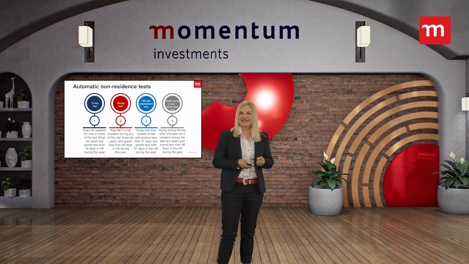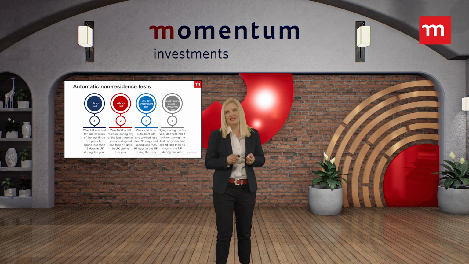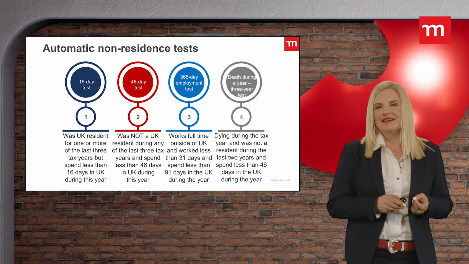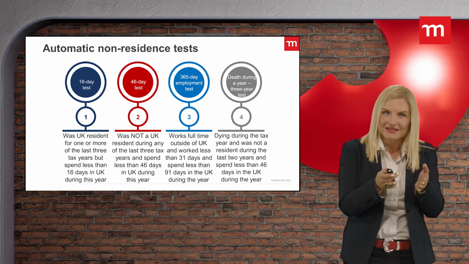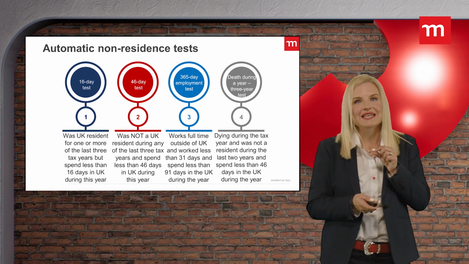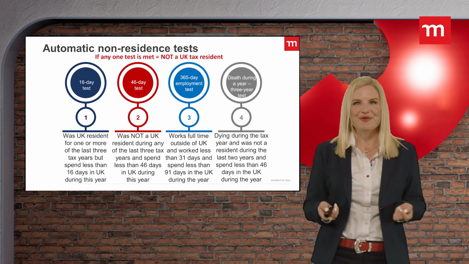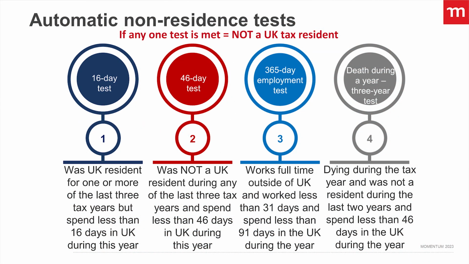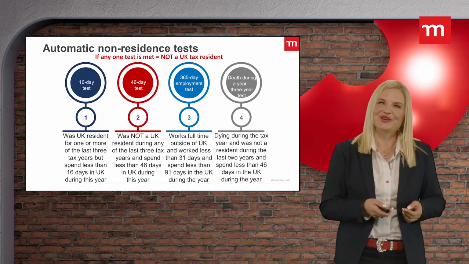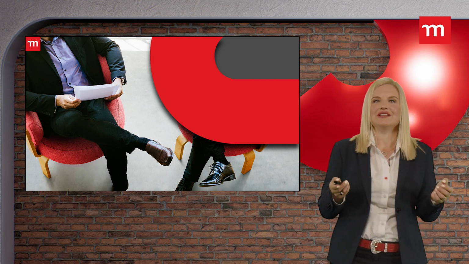And then there's a third test, a 365-day employment test. This is where your client worked full-time outside of the UK, worked less than 31 days in the UK and spent less than 91 days in the UK during that year. And if your client passed away during this tax year and was not a resident during the last 2 tax years and spent less than 46 days in the UK during the year, your client is not a UK tax resident. So to confirm, if your client meets any one of these automatic non-residence tests, your client is not a UK tax resident.